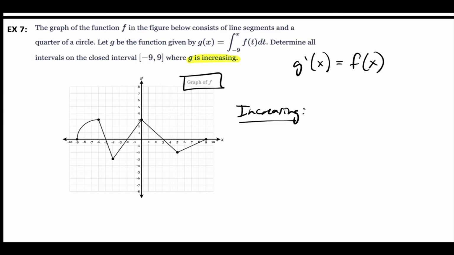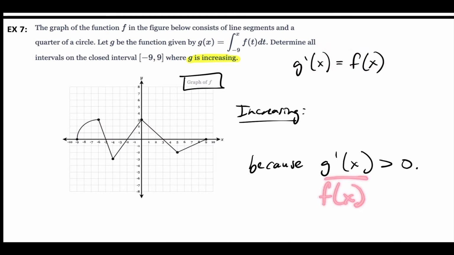So literally all I'm looking for is where, this is going to be my justification, G prime is positive, right? So essentially what I'm doing is looking for where f is positive, because G prime and f are the same exact thing. So essentially I'm just looking for where the graph is positive. Okay. So the graph is positive here, stops being positive there, positive, positive, and that's it.